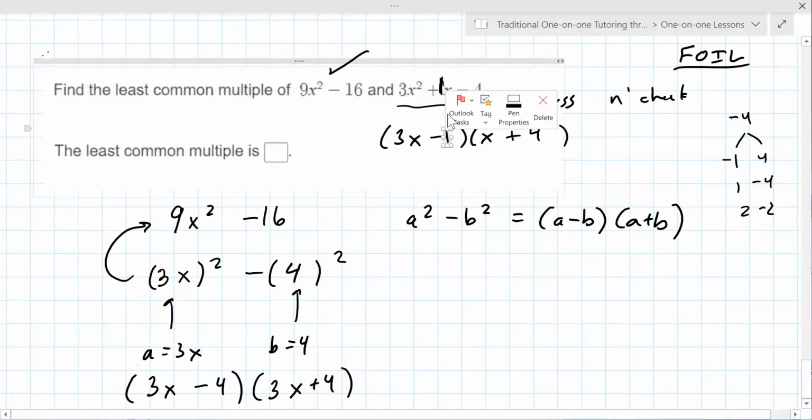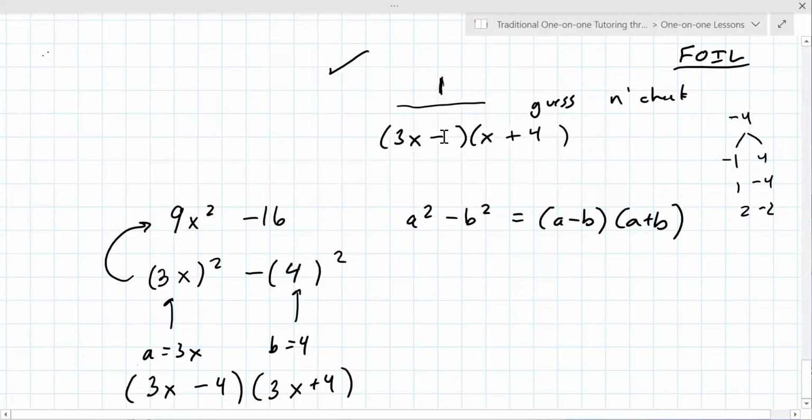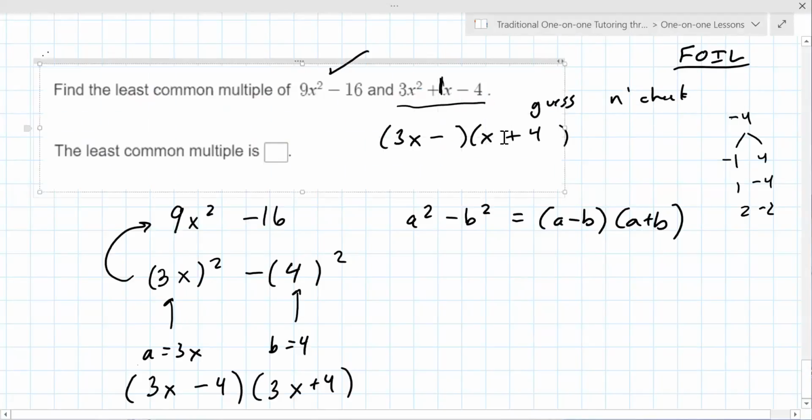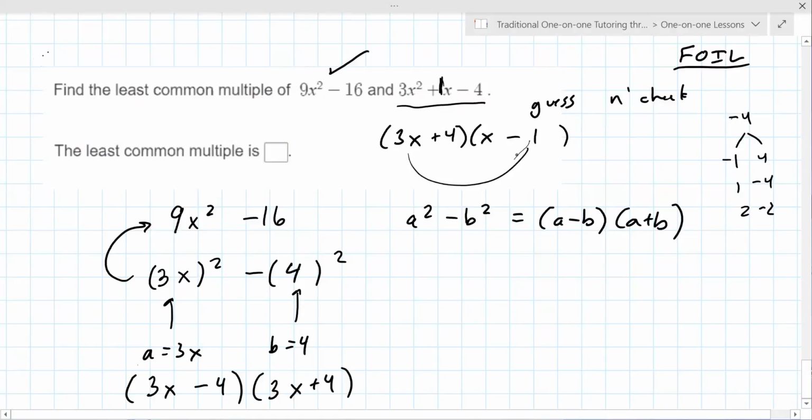So the next thing you do is you just switch them. You go plus 4 minus 1. So when you do the outer, that's minus 3x, and when you do the inner, that's 4x. And when you combine those, you get 1x. Okay, so that gets you back here.